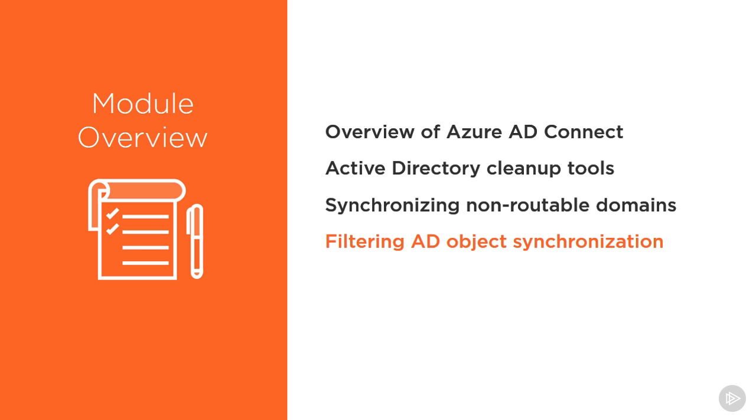We'll look at filtering the AD object synchronization process. I may have 70,000 users out there. 40,000 of those users are active, and the other 30,000 accounts are inactive. Maybe they're past employees. Maybe we don't want to synchronize our service accounts. So we'll look at filtering the objects that are being synchronized.